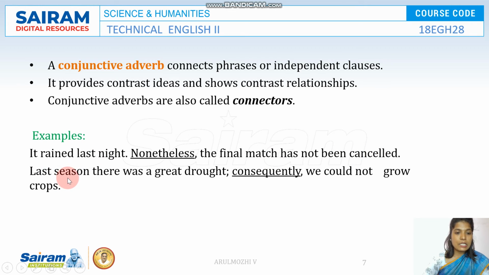The next one is: last season there was a great drought, consequently we could not grow crops. Okay, last season there was a great drought. As a result, what was the action? As a result, we could not grow the crops.